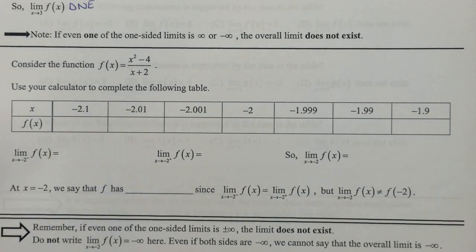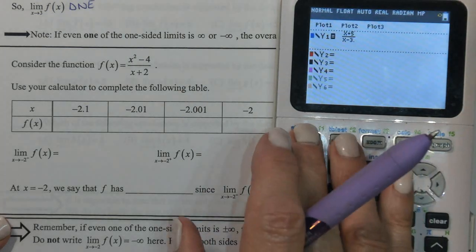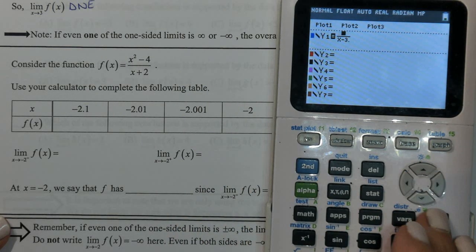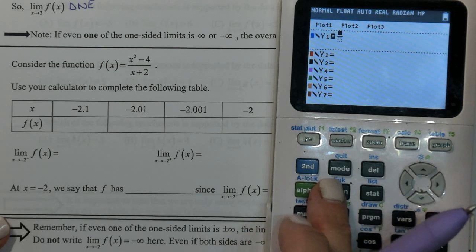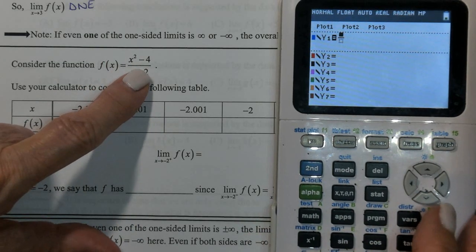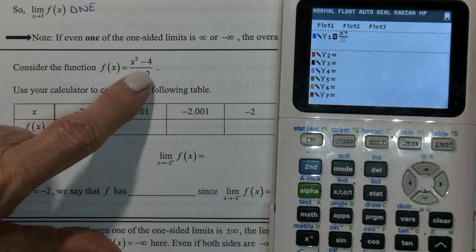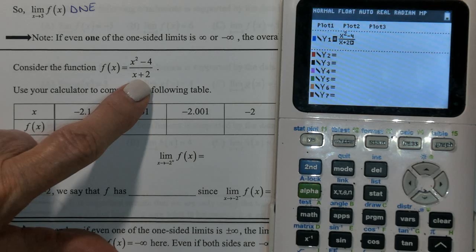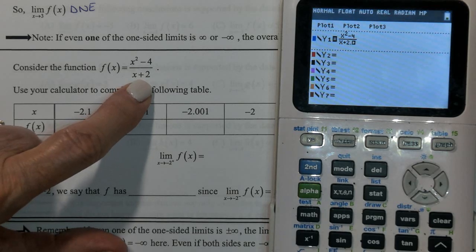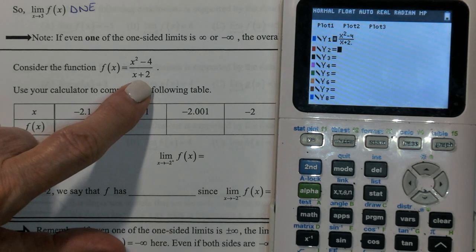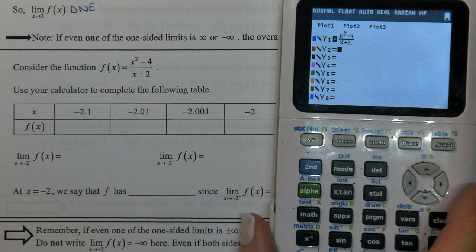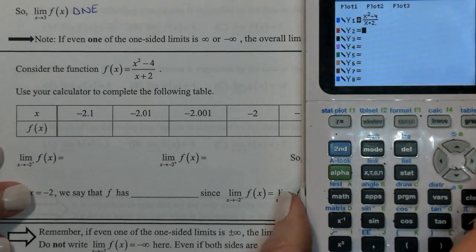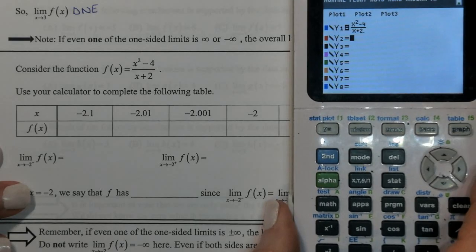Let's go through the same process for this one. I'm going to come in and change my function to x squared minus 4 on top and x plus 2 on the bottom. And again, I want these to be decimal answers, so I'm just going to put a decimal point after that too. Okay. I'm going to go to my home screen and we're going to find out what happens.